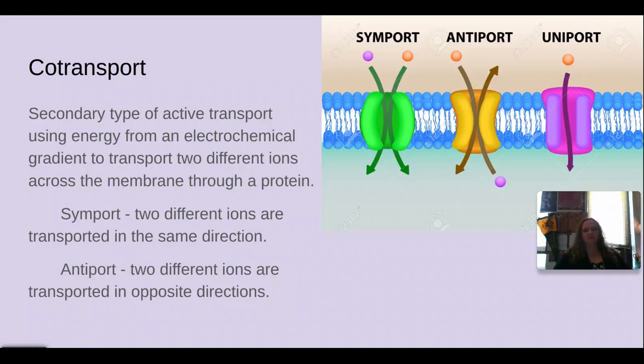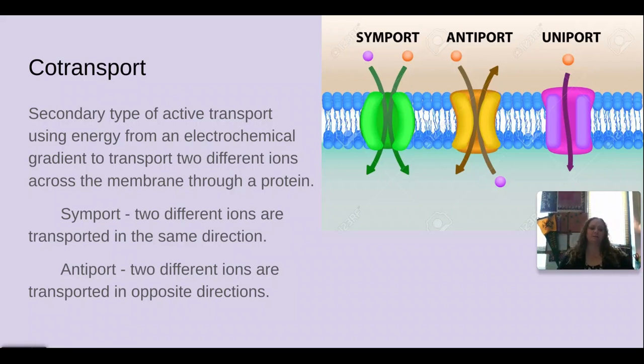So there's two types of co-transport, kind of. Symport and antiport. Now, in these cases, it's two different ions that are being transported. Symport, both ions are going in the same direction, either from outside the cell to the inside of the cell, or from inside the cell to the outside of the cell. Antiport, they're actually moving in opposite directions.